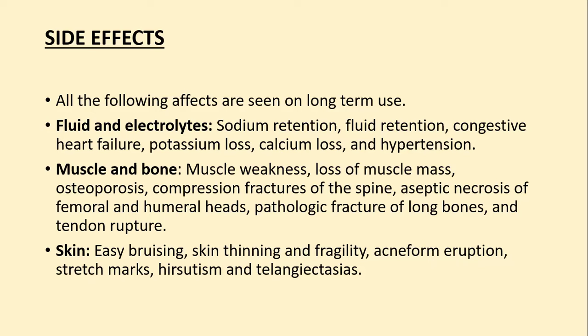Then muscle and bone. There will be muscle weakness, loss of muscle mass, osteoporosis, compression fracture of spine, aseptic necrosis of femoral and humeral heads, pathological fracture of long bones and tendon rupture. All of these are because of protein catabolism, muscle catabolism, and bone catabolism. Skin. There will be easy bruising because of loss of collagen, resulting in more chances of vascular injuries, skin thinning, fragility, acneiform eruptions, stretch marks, hirsutism, and telangiectasias.